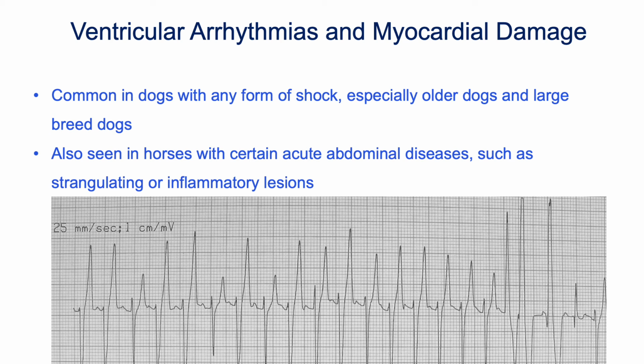These ventricular arrhythmias are sometimes associated with small areas of myocardial damage or myocardial necrosis. And again, they're common in dogs with any form of shock, but I think they tend to be more common in dogs who are more than 2 or 3 years of age and who are large breed. Ventricular arrhythmias can also be seen in horses with certain acute abdominal diseases and strangulating or inflammatory lesions.